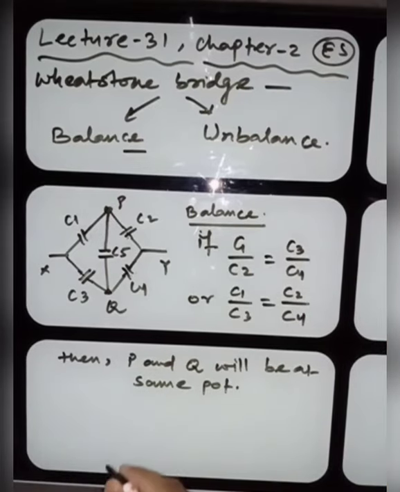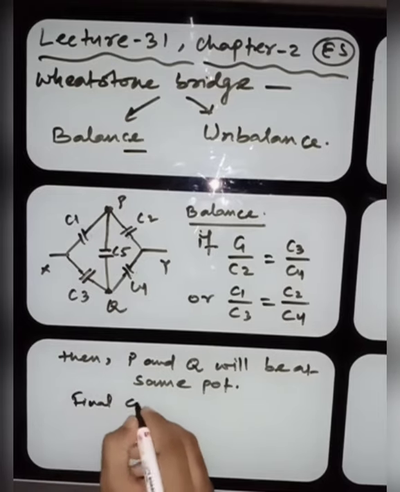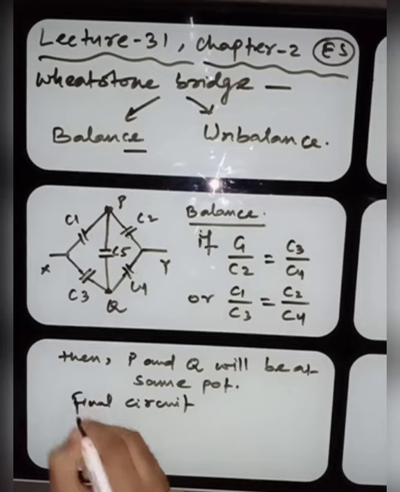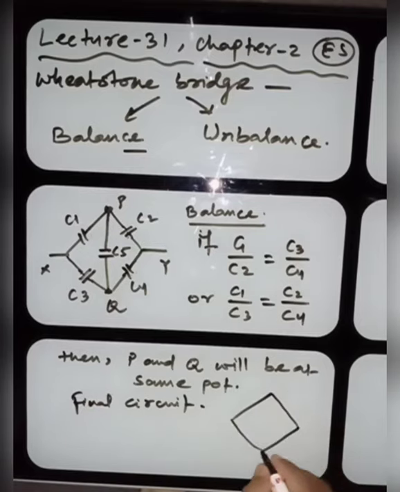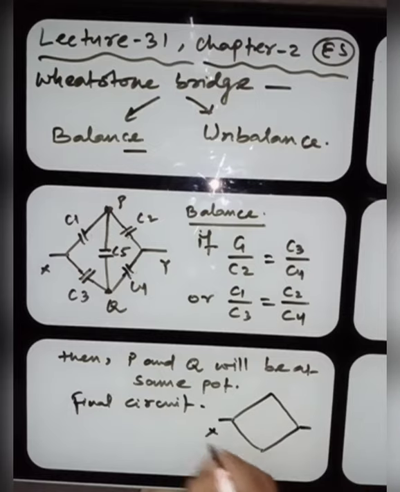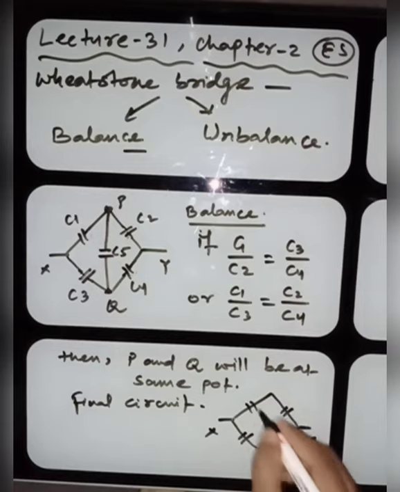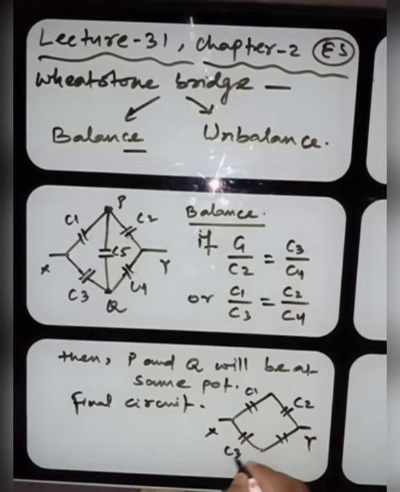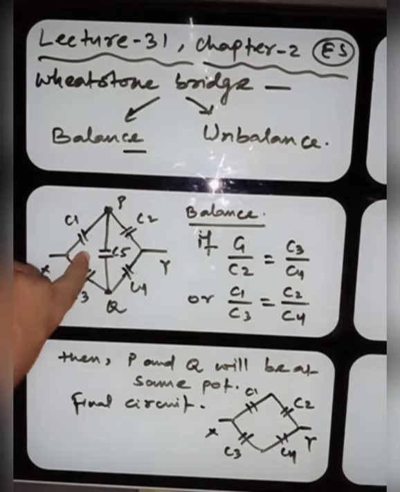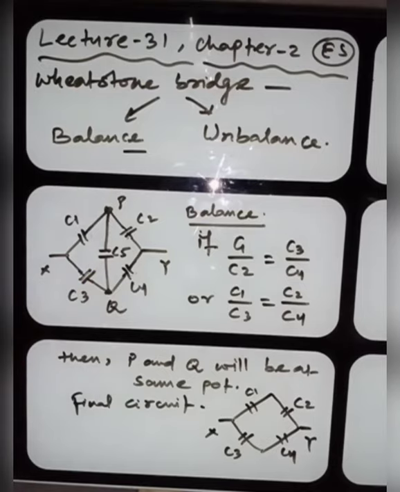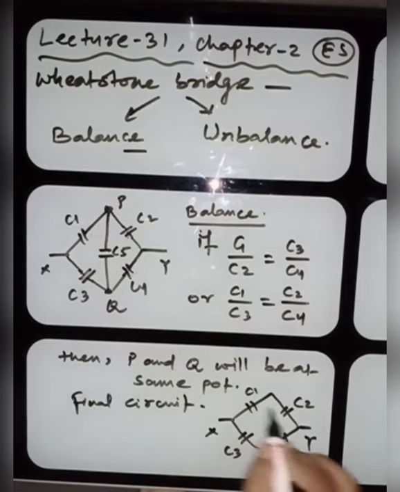We can remove this C5 and then the circuit looks like this. The final circuit looks like this one, and this will be the simplest one. You will be highly interested to solve such types of questions based on a balanced Wheatstone bridge, my dear students. C1, C2, C3 and C4. Now you can see that C5 is removed from the circuit. Now this was very difficult to solve, but now this is very simple.